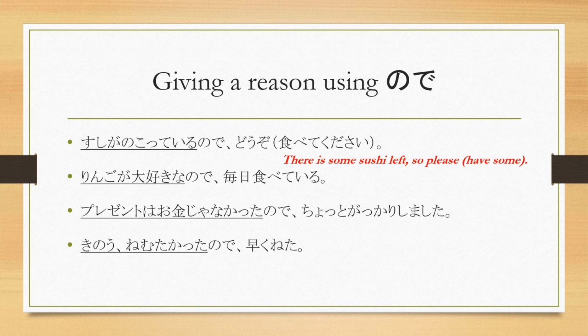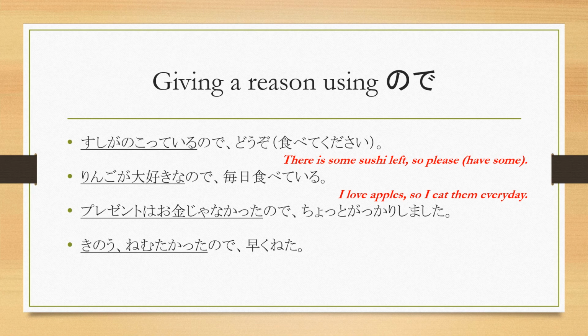Okay, the second example. Now there is a word there, ringo is apple. リンゴが大好きなので毎日食べている。So what does that mean? It means I love apples so much that I eat them every day. I love apples, and that is the reason why I eat them every day.